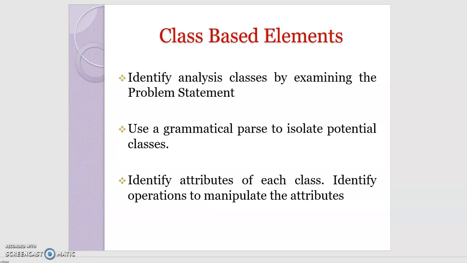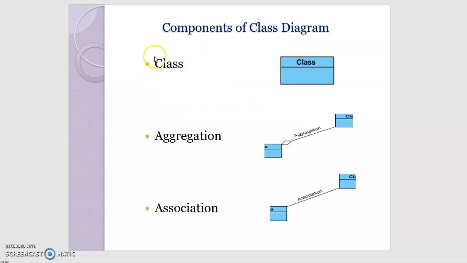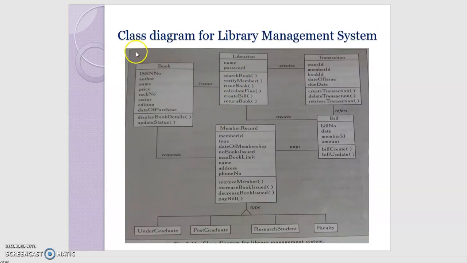The next is the class-based diagram. Class-based diagrams are the class diagram, CRC model and collaborative model. First we will see the class diagram. A class diagram will be represented by this particular square. Here you can see some class diagrams. Example, class diagram for library management system.